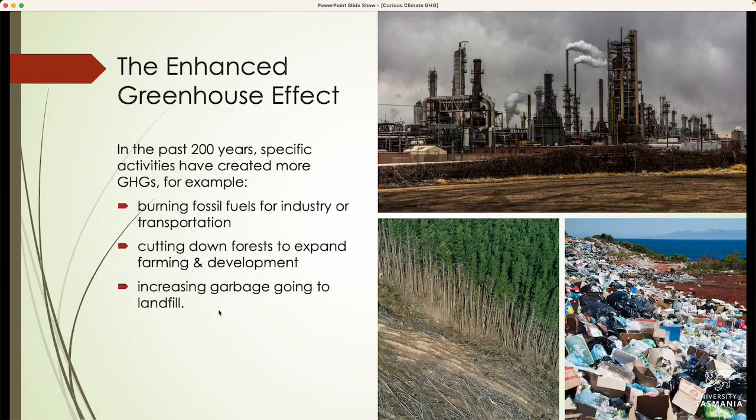Some of the activities that we have been doing for the past 200 years that have increased the greenhouse gases include the burning of fossil fuels, for industry or transportation, cutting down forests to expand farming or increase land use for other purposes, and of course increasing the garbage going to landfill. So this means more and more heat energy from the sun gets trapped between the Earth and the atmosphere, and the average temperature of the Earth begins to increase.